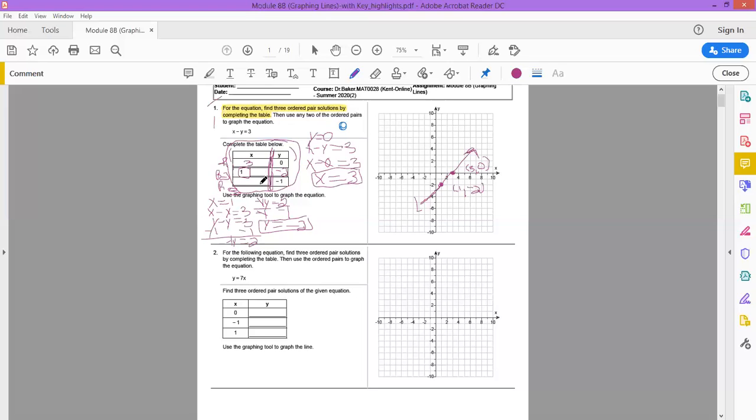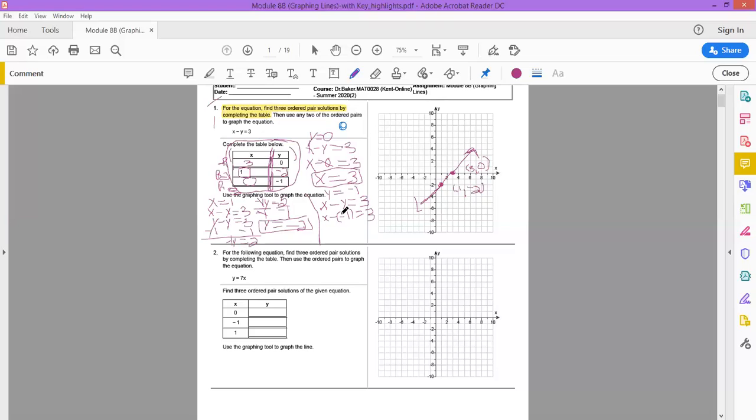Now your table is still incomplete. So row 3, we need to find this last missing piece. For the last row, your y coordinate is equal to negative 1. So we'll use the equation again, x minus y equals 3. And we'll substitute negative 1 for y. So x minus, and in parentheses we'll add negative 1 for y equals 3.